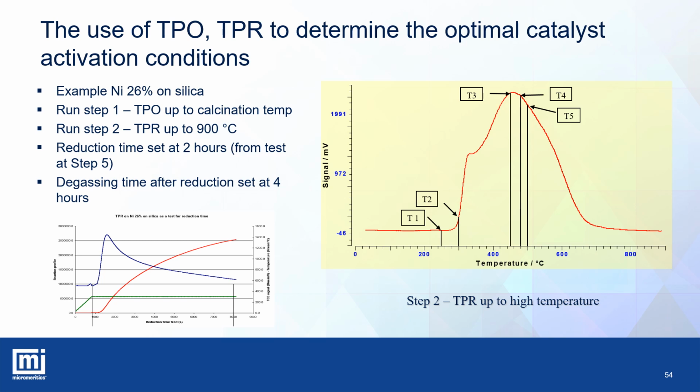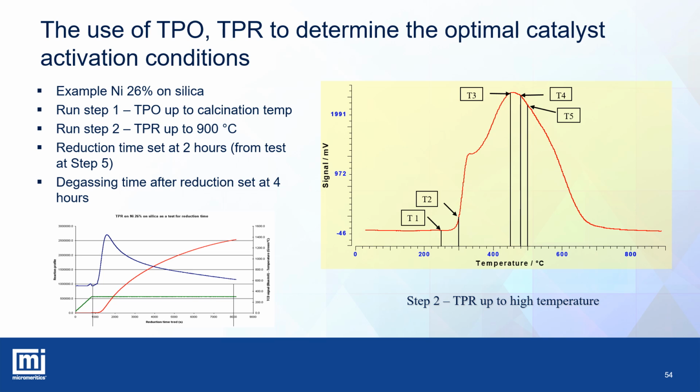5 temperatures will be used as reduction conditions. T1 at 250 before the reduction begins. T2 at 300 degrees when the reduction starts. T3 at 450 degrees is the peak maximum. T4 at 470, just a few degrees over the peak maximum. And finally T5 at a higher temperature of 500 degrees. Reduction time was set at 2 hours, followed by 4 hours degassing at the same conditions.